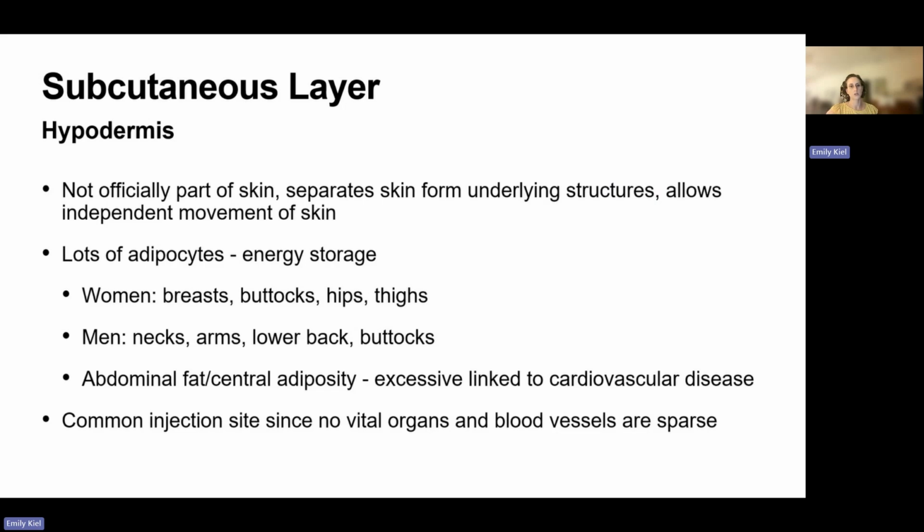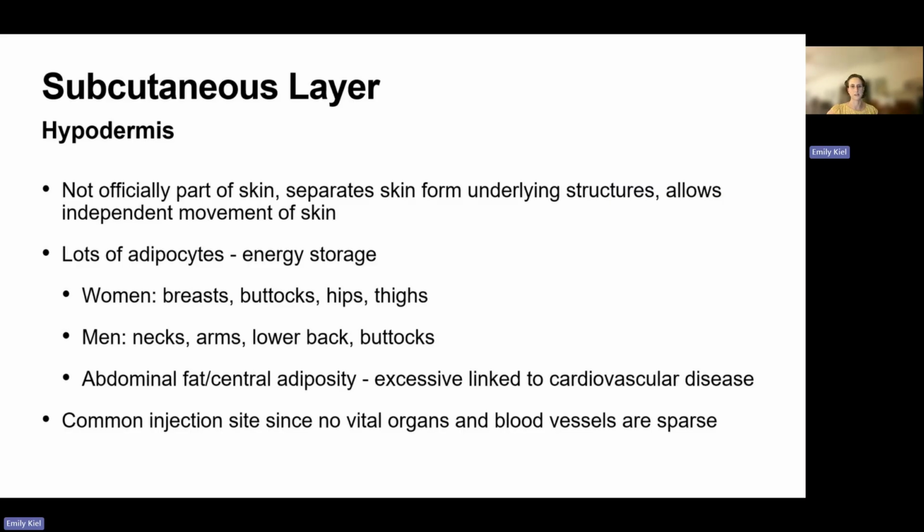Abdominal fat or central adiposity is linked to cardiovascular disease. So if you have excessive abdominal fat, it is something that your physician will want to keep an eye on because there is a link between those two. And the hypodermis is a common injection site. Since there's no vital organs and there's not a lot of blood vessels, you don't have to worry about poking something that's really significant.